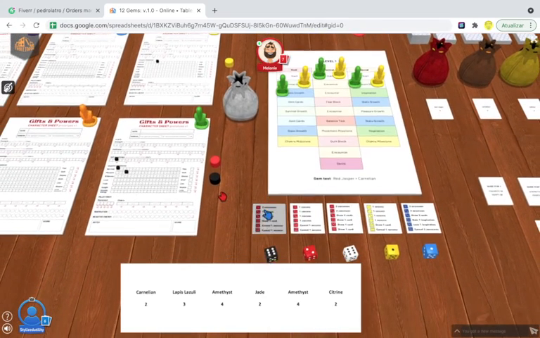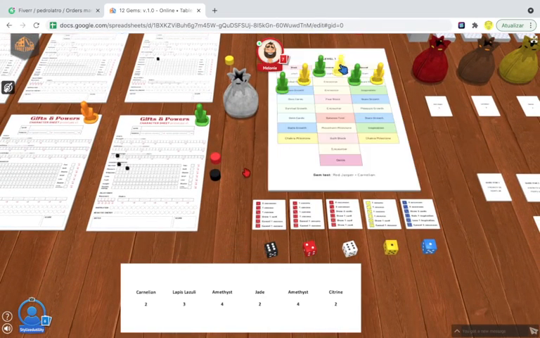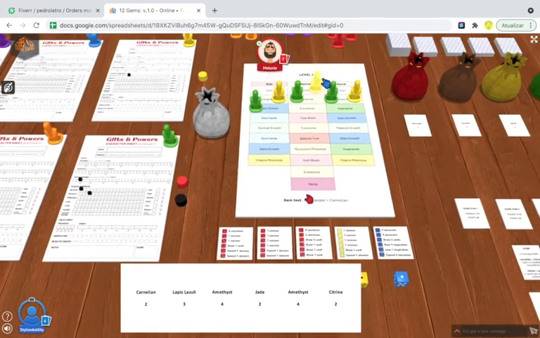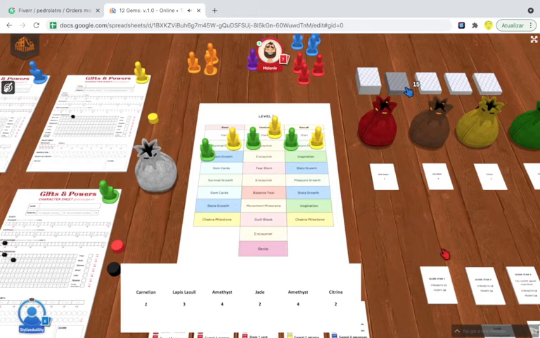But what I'm actually going to do in my turn, I'm going to move forward one space in the encounter just to see what happens, because this is something that hasn't yet happened in the game.